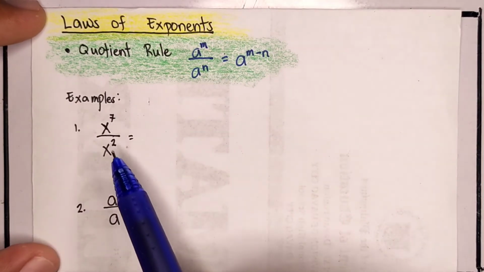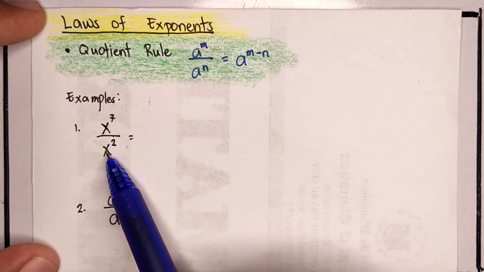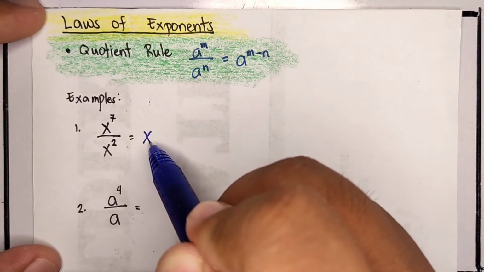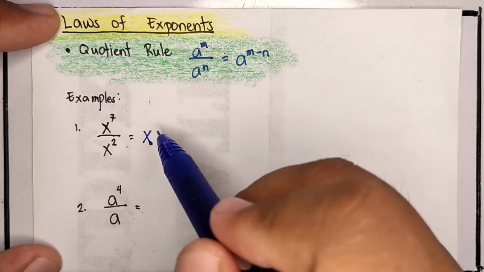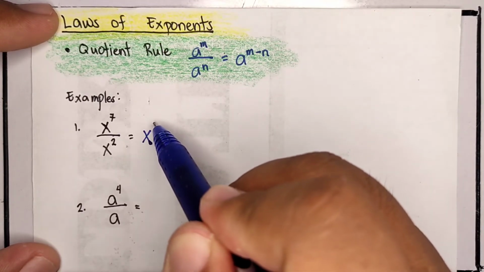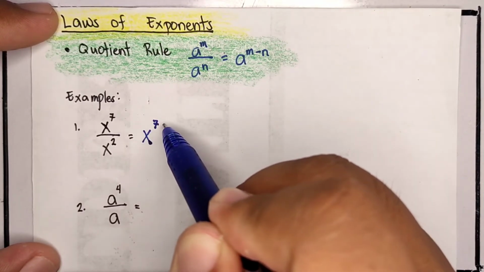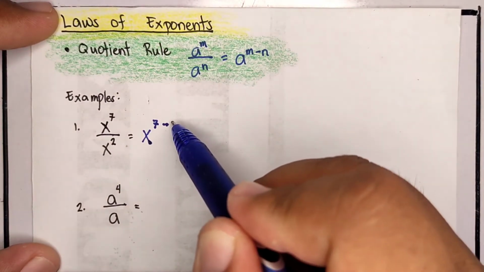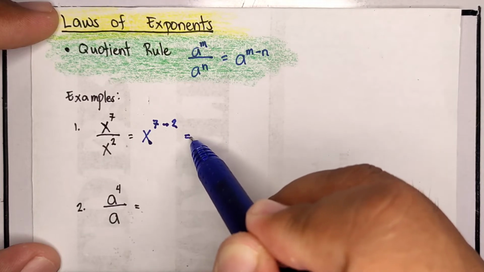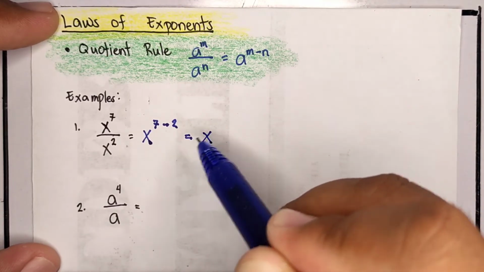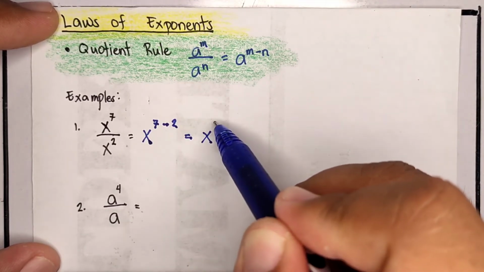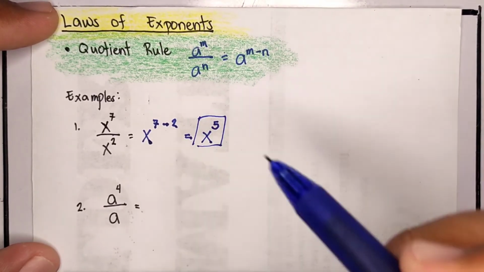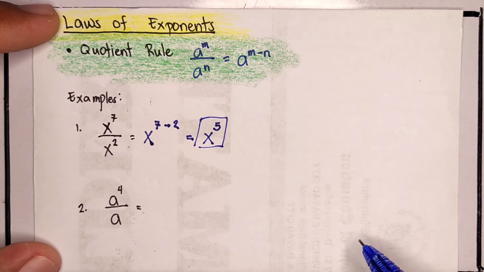Example, we have here. You have the same base, which is x. Gawin natin, x. Okay? Then, the exponent of our numerator, which is 7, minus the exponent of our denominator, which is 2. Then you will have x. 7 minus 2 is equal to 5. And this would be our answer.